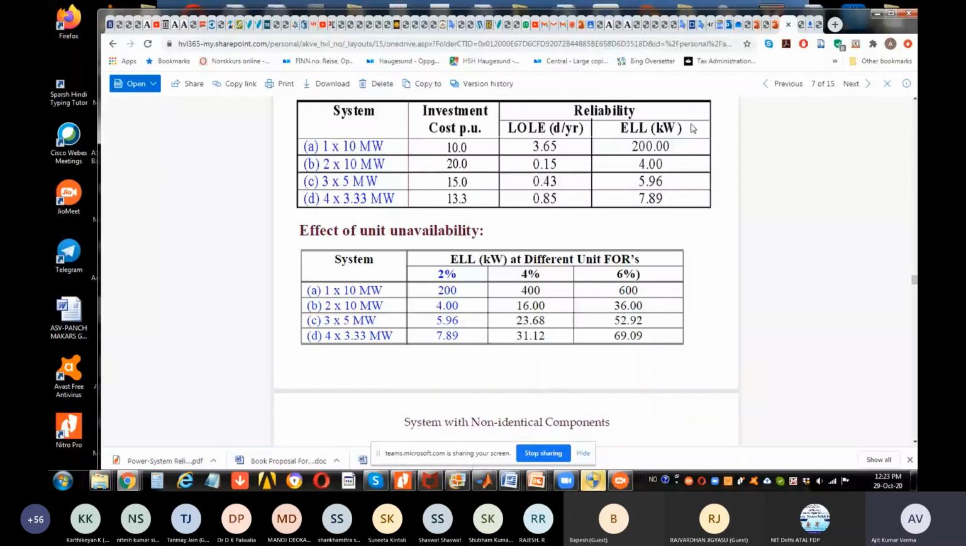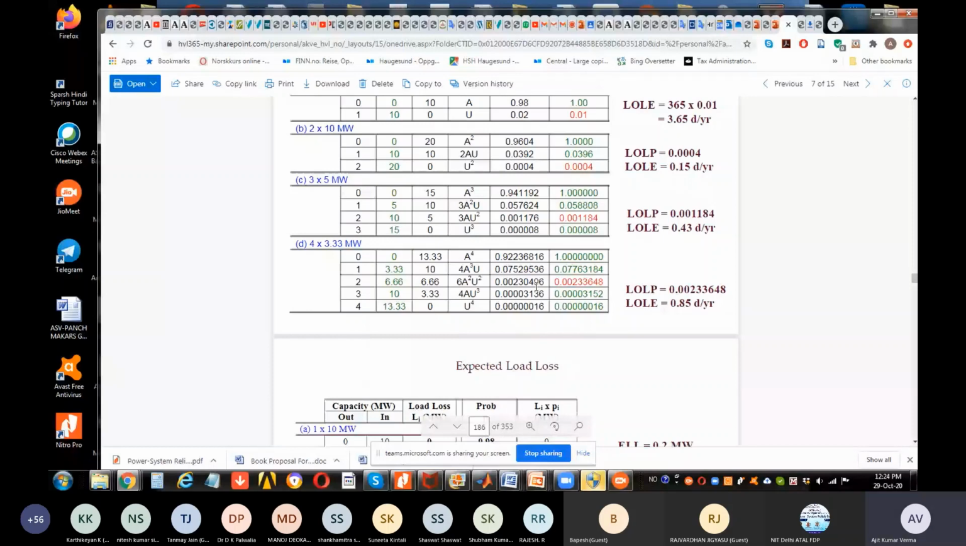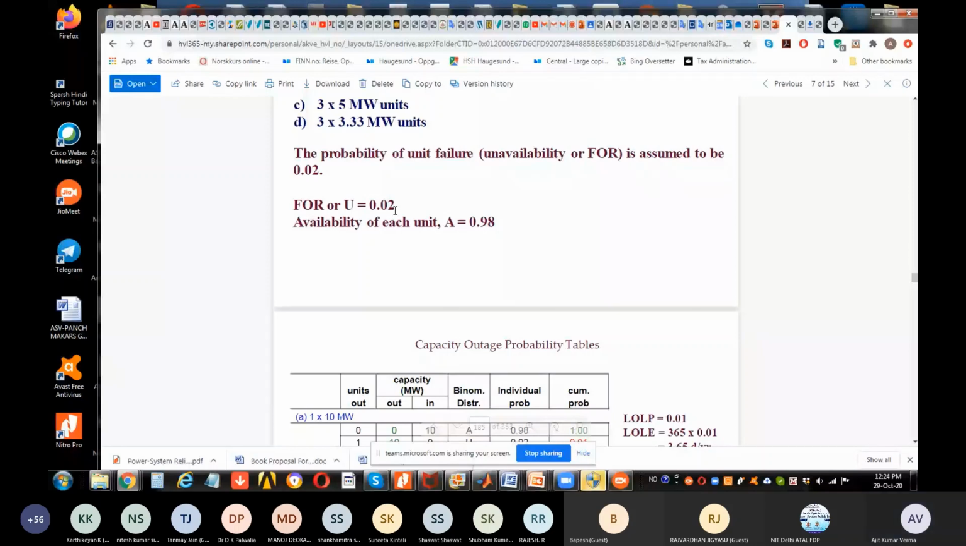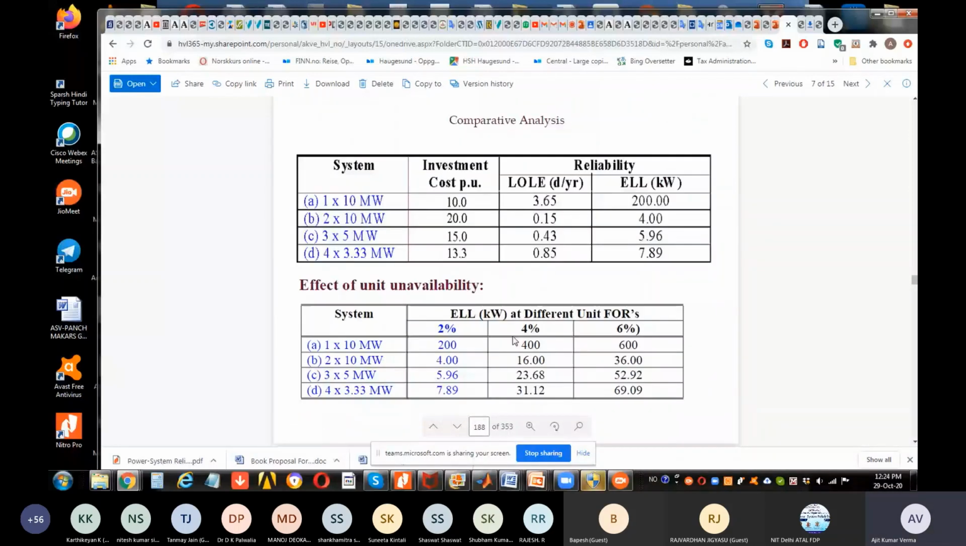And then, of course, you can also take in more reliable, because the availabilities are low, therefore LOLP is high, and therefore expected loss of load is high. So you can take different unavailabilities. Earlier, we have considered a case of unavailability of 0.02, and you can also consider 4%, you can also consider 6%, and calculate the expected load loss at 2%. These were the figures, and at 4%, it would be some different figures. And at 6%, it would be some different figures. So you have all these tables for the decision maker to take some decisions.